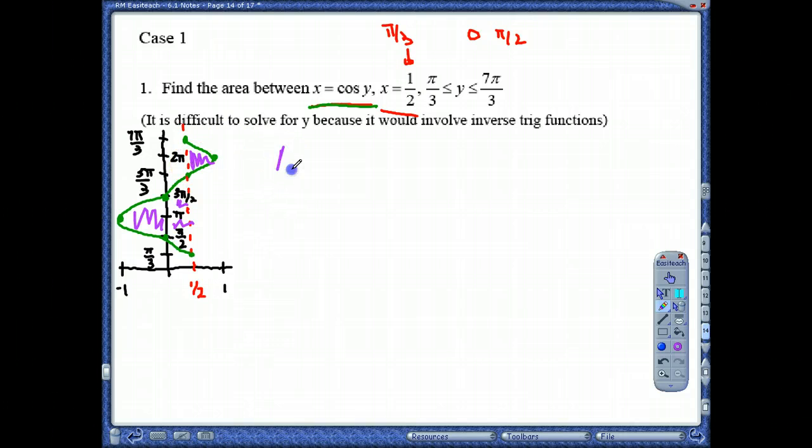So this first area, I'm just going to call this my first area. This is going to be my second area down here. So area 1, look at your y values, I'm going from 5 pi over 3 to 7 pi over 3. And then I'm looking at which function is to the right. So the function that's to the right is that cosine. The function that's on the left is the 1/2.